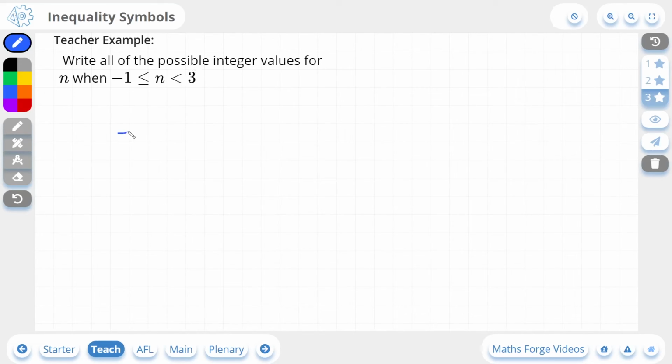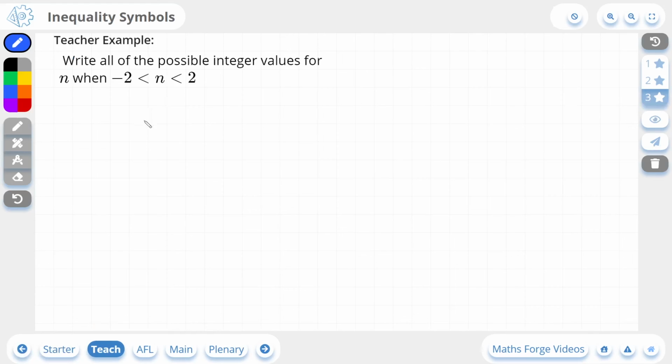Well, the first number is -1. It can be equal to -1. The next number is 0. It's between -1 and less than 3. The next number is 1, and the following number is 2. Now, we can't write 3 because we're looking for numbers that are less than 3. So these should be all of the numbers in between -1 and 3 that can be equal to -1 and have to be less than 3. And if we just check our answer, there it is.